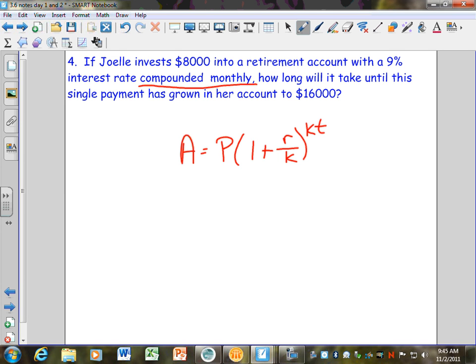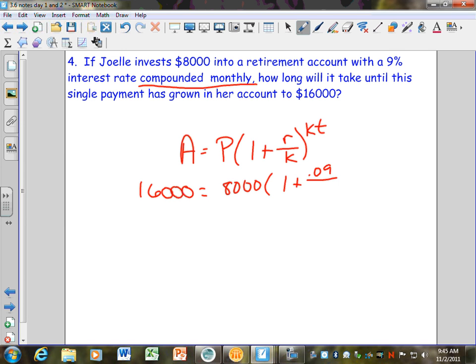Let's plug in what we know. What am I gonna plug in for A? 16,000, right? A is what you have at the end. We want to know how long till her payment has grown to 16,000. The principal is what she starts with, which is 8,000. The interest rate is 0.09.